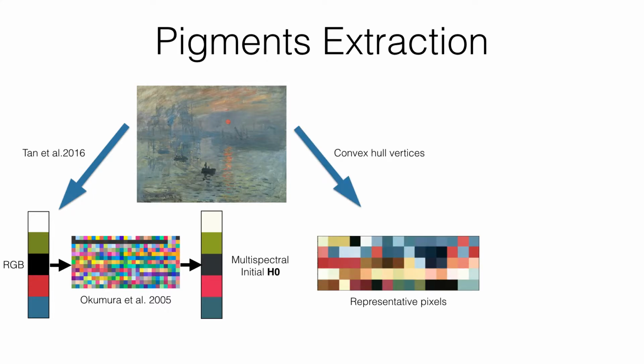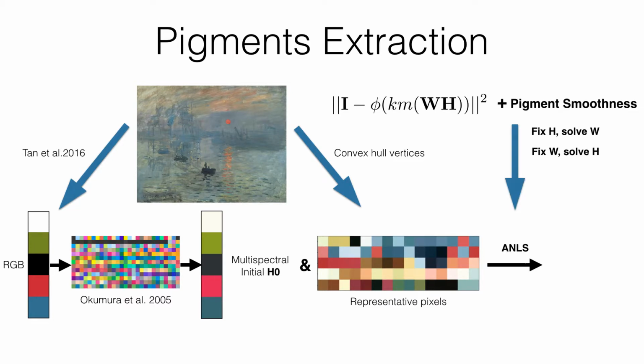We do not want to recover pigments from whole image pixel colors. We only use the image's original convex hull vertices as representative colors of this image, since these vertices form the gamut shape of the color distribution of the image. Then we solve a nonlinear least squares optimization to extract pigment parameters with the help of a pigment smoothness regularization term. This is actually the only stage of the algorithm that uses absorption, scattering, and division of absorption and scattering smoothness terms. Finally, we will get the final multispectral pigments H star.